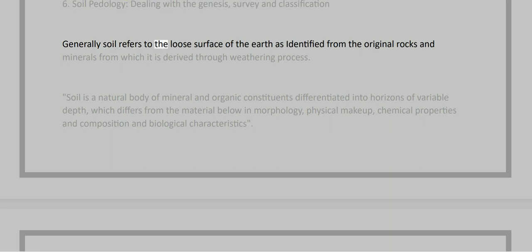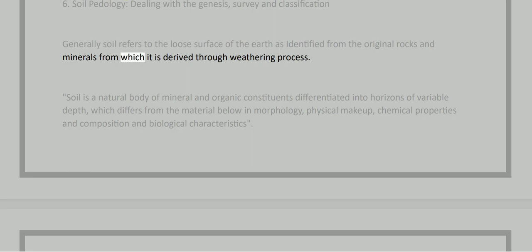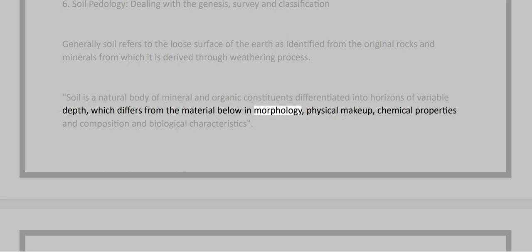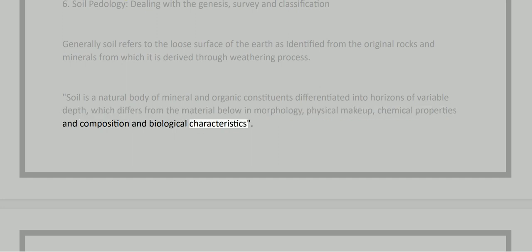Generally, soil refers to the loose surface of the earth as identified from the original rocks and minerals from which it is derived through weathering process. Soil is a natural body of mineral and organic constituents differentiated into horizons of variable depth, which differs from the material below in morphology, physical makeup, chemical properties and composition and biological characteristics.